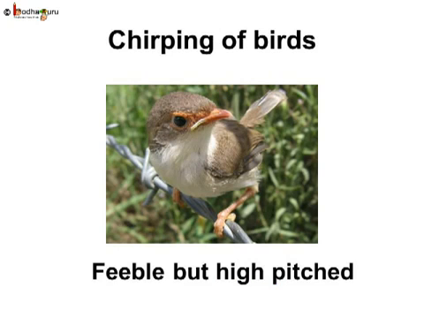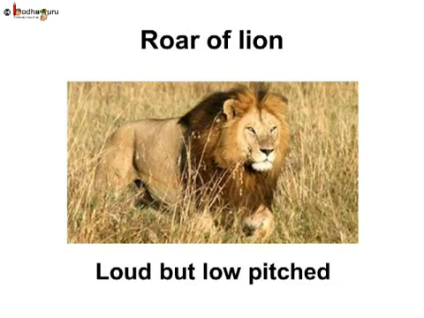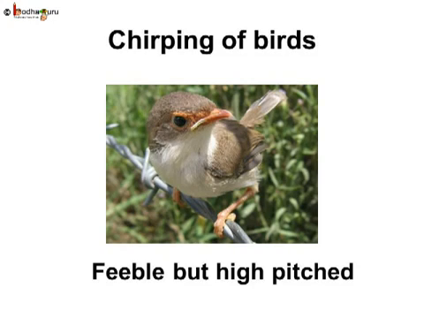A bird makes a high-pitched sound, whereas a lion makes a low-pitched roar. However, the roar of a lion is very loud, while the sound of a bird is quite feeble.